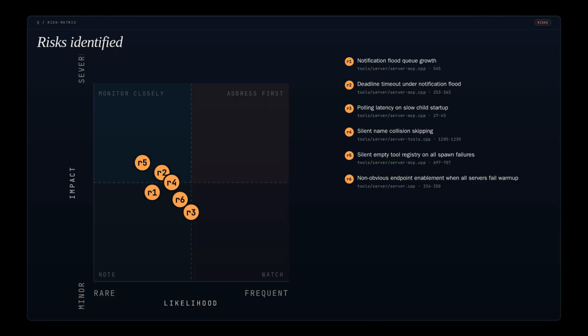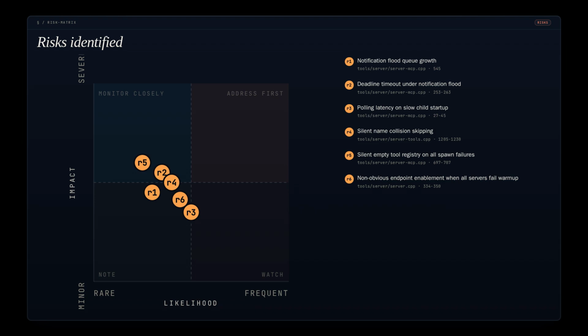6 concerns were found. The top right quadrant is empty, meaning no high-impact, high-likelihood issues. The most notable concern is silent empty tool registry when all servers fail to spawn during warm-up. Medium impact, lower likelihood. 2 notification flood scenarios sit in the middle, bounded queue growth and deadline timeout under flood. Polling latency on slow child startup and the non-obvious endpoint enablement logic are in the lower right, more frequent but lower impact. Silent name collision skipping is mid-range on both axes. Let's look at a couple of these in detail.